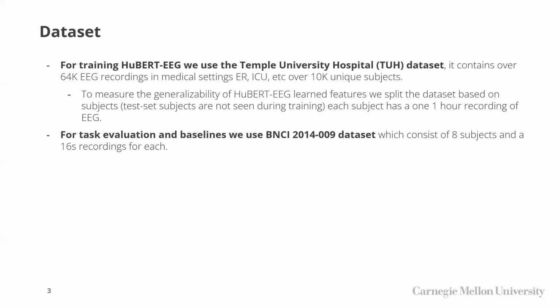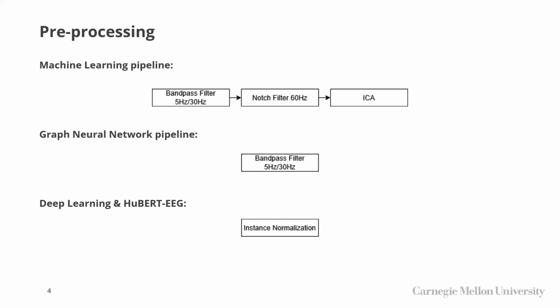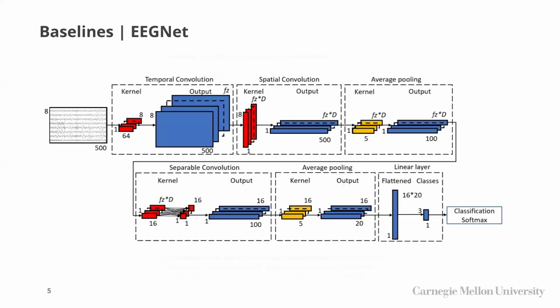For the downstream task, we're using the BNCI dataset, which only has 8 subjects and 16 seconds of recording for each one of them. For the pre-processing, the machine learning pipeline uses band filters followed by notch and then ICA to remove the noise. For the graph neural network, only a band filter is used, and deep learning and HuBERT use instance normalization. The baseline EEGNet is a 1D convolutional neural network that tries to learn both temporal and spatial features across multiple EEG channels.